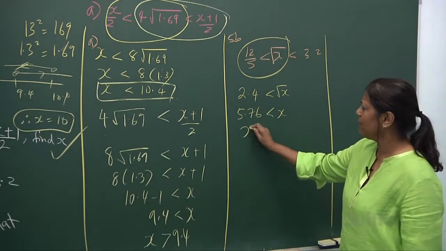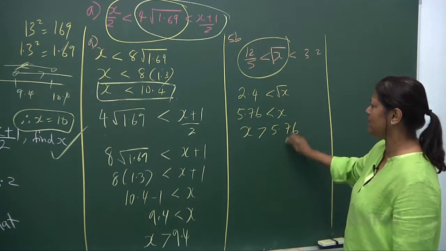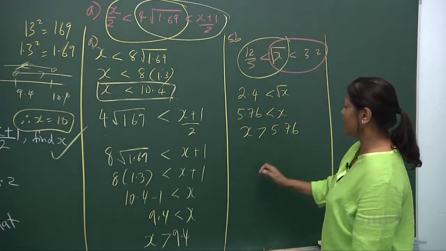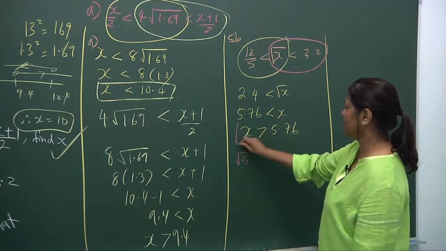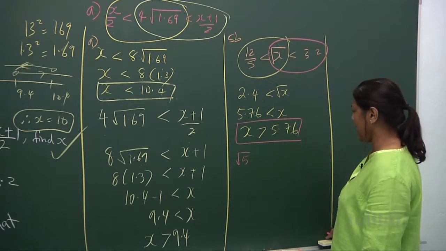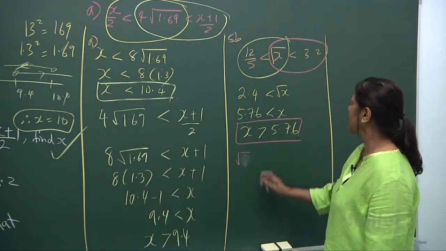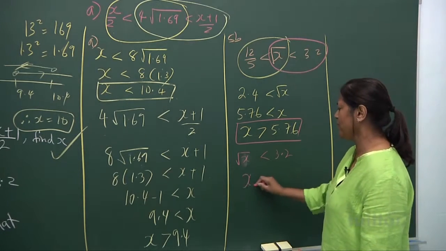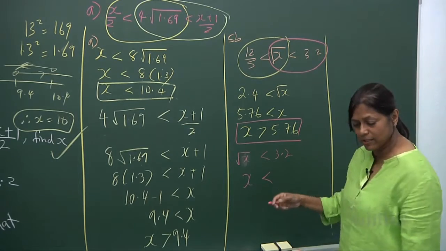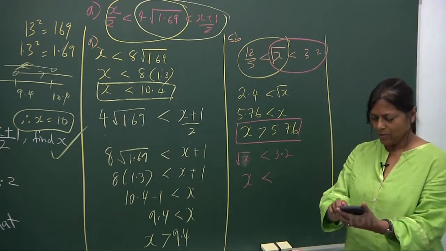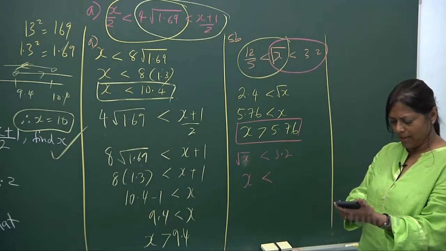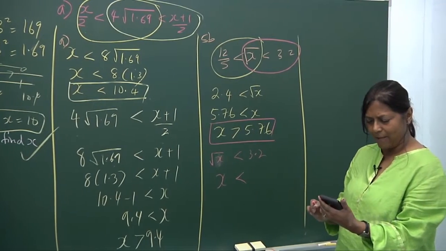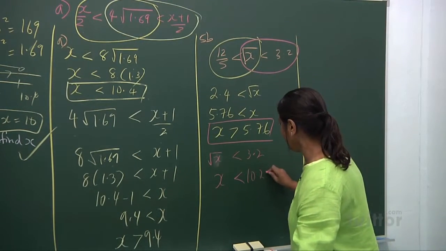What does that tell you? That x is bigger than 5.76. And then you look at this part. Square root x, keep this aside, is smaller than 3.2. Find the square of it. 3.2 times 3.2. Look at it very carefully. You get 10.24, I think. Yes, 3.2 squared, you get 10.24. The square of it.